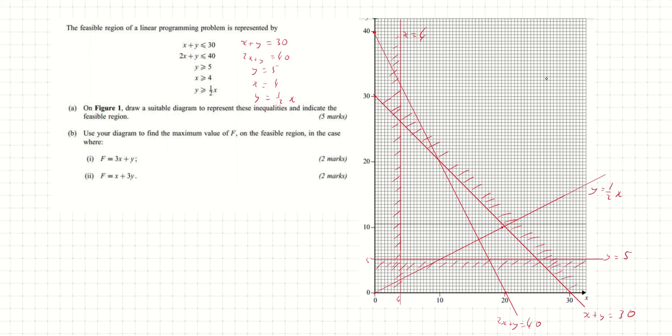Okay, and we've got two more to do. 2x plus y is less than or equal to 40, so we need to dash out the greater than 40 side. So again, we're going to dash out this side, which is above that line.